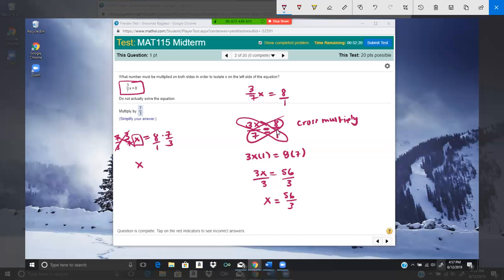Or you can set it up as a proportion. They just ask you what number must be multiplied by both sides. So to get rid of this 3/7, you multiply by the reciprocal, which is you flip it, 7 over 3. Because 7 over 3 times 3 over 7, they cancel. It just gives you 1. Good.